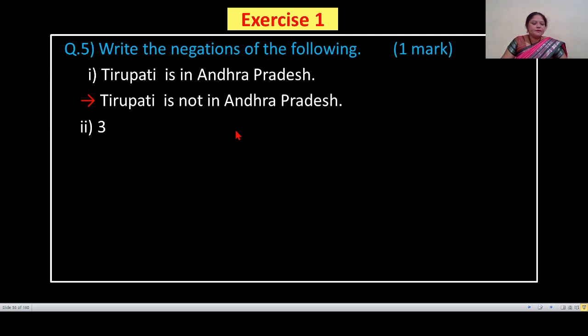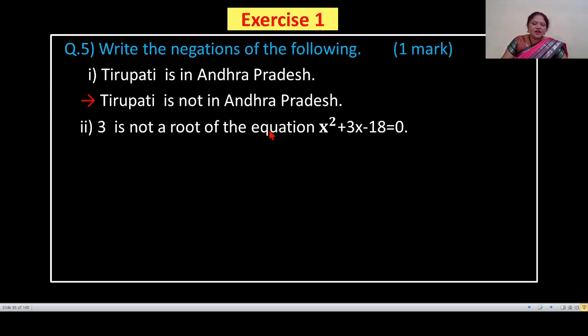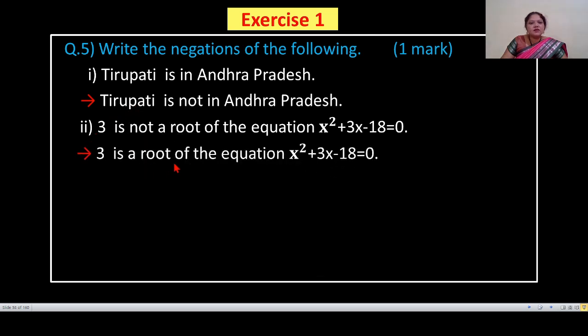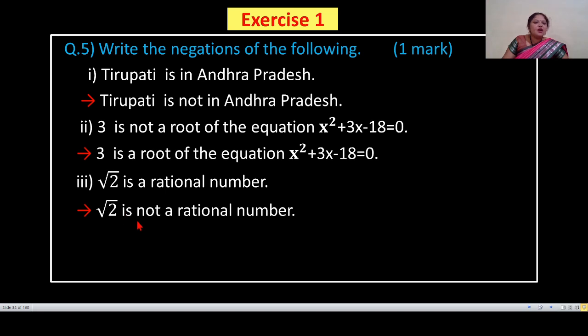Second statement is 3 is not a root of the equation x square plus 3x minus 18 equal to 0. So students, what is its negation? Its negation is 3 is a root of the equation x square plus 3x minus 18 equal to 0. Next statement, root 2 is a rational number, and therefore its negation is root 2 is not a rational number.